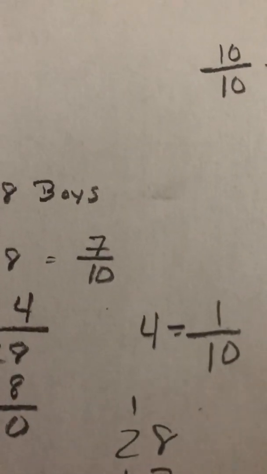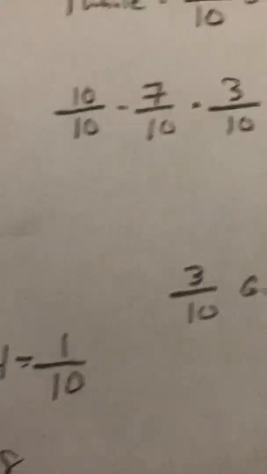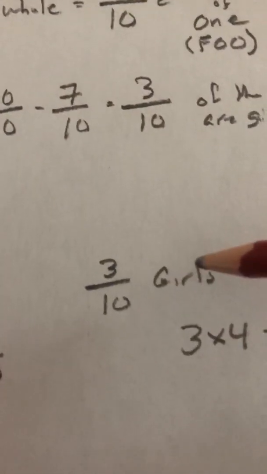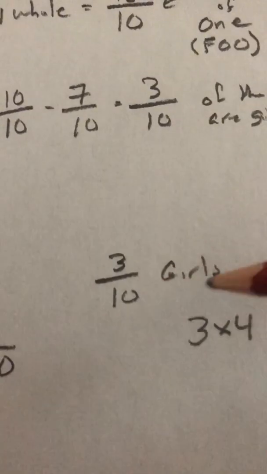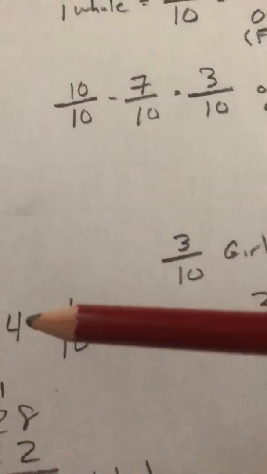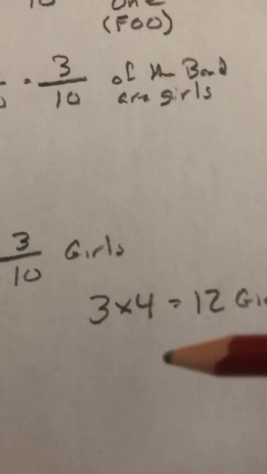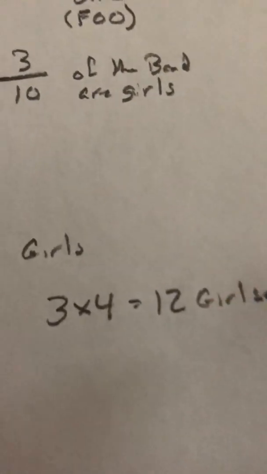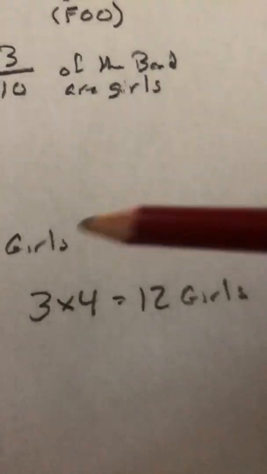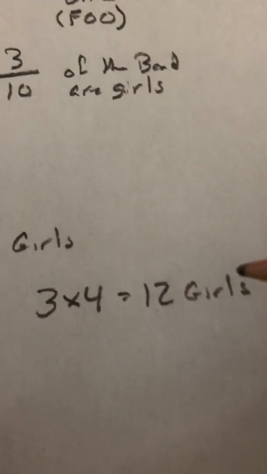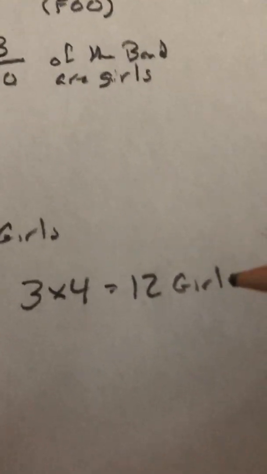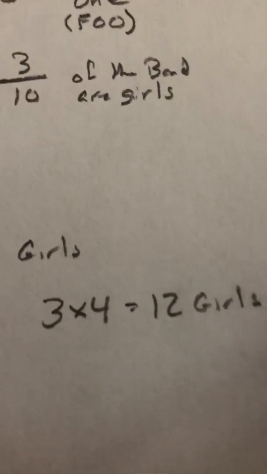Now, how does that help me? Well, in part A, we figured out that 3/10 were girls. So if 3/10 are girls and I know 1/10 is the same as 4, and I have 3 of them, if I do 3 times 4, there are going to be 12 girls in the band. Now, that doesn't actually answer our question yet. They want to know the total number of students in the band.